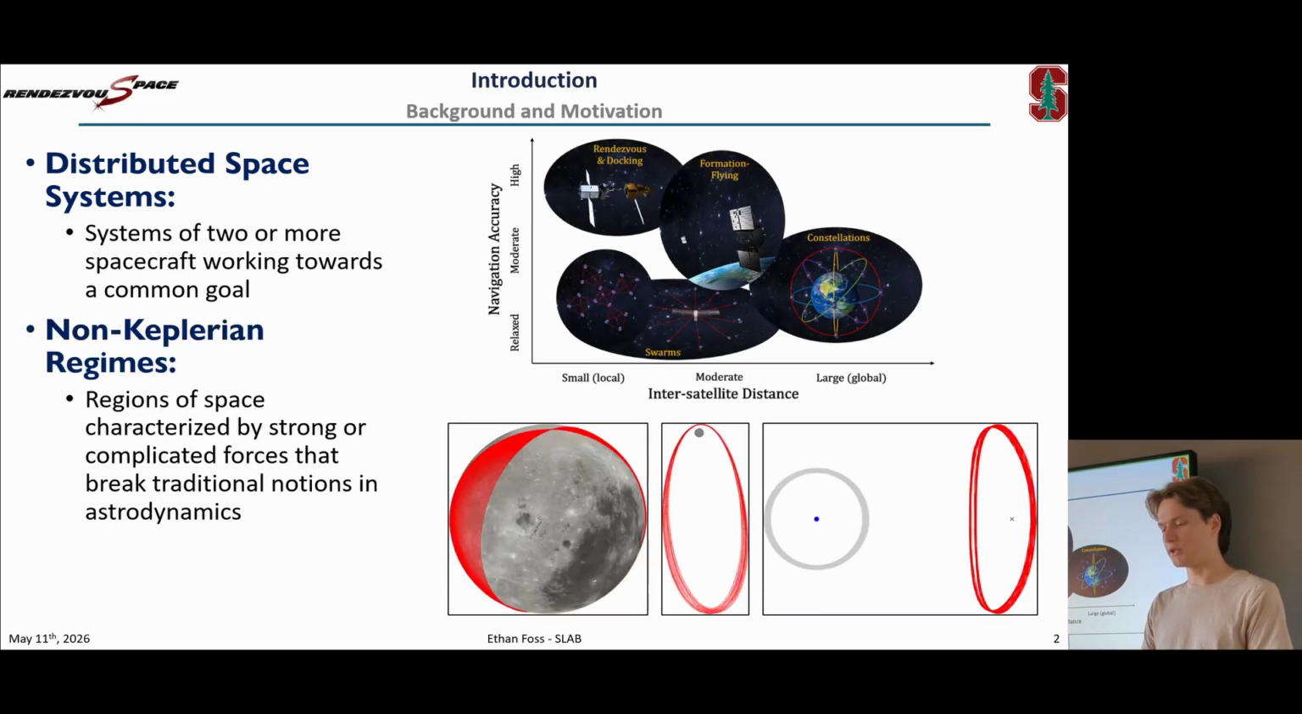A non-Keplerian regime basically consists of regions of space that are characterized by strong or complicated forces that break traditional notions in astrodynamics. A lot of the new interesting regimes about the Moon can contain these types of regimes. As we see here on the right side, we see some examples of these orbits, which we'll go into further detail on.